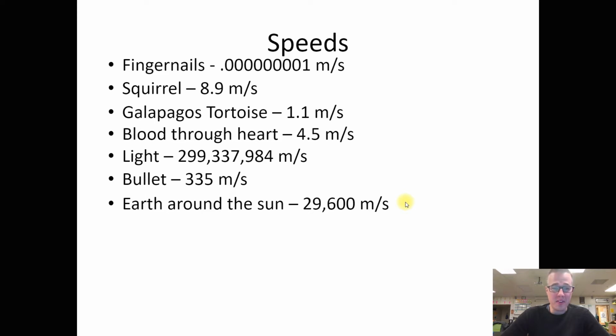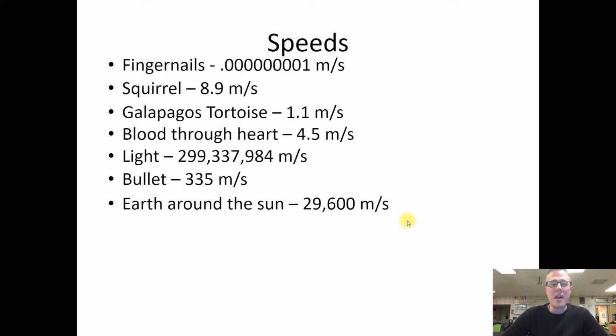And then the Earth around the sun. So you're sitting on a big rock that's not only spinning like this, but also moving around the sun. We're just talking about the moving around the sun part. Nearly 30,000 meters every single second. We're really moving pretty fast.